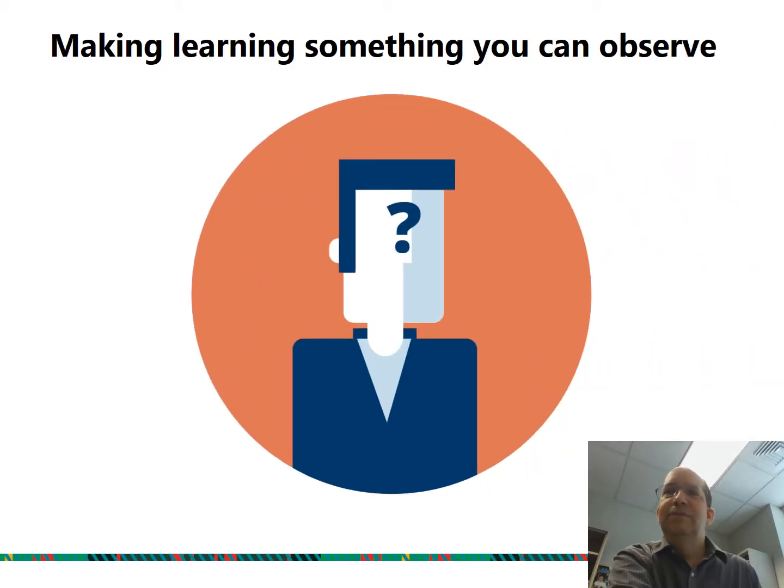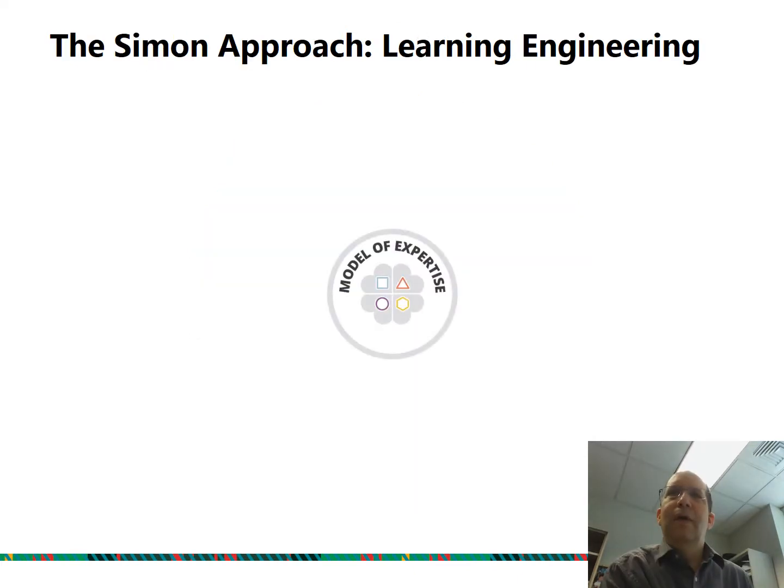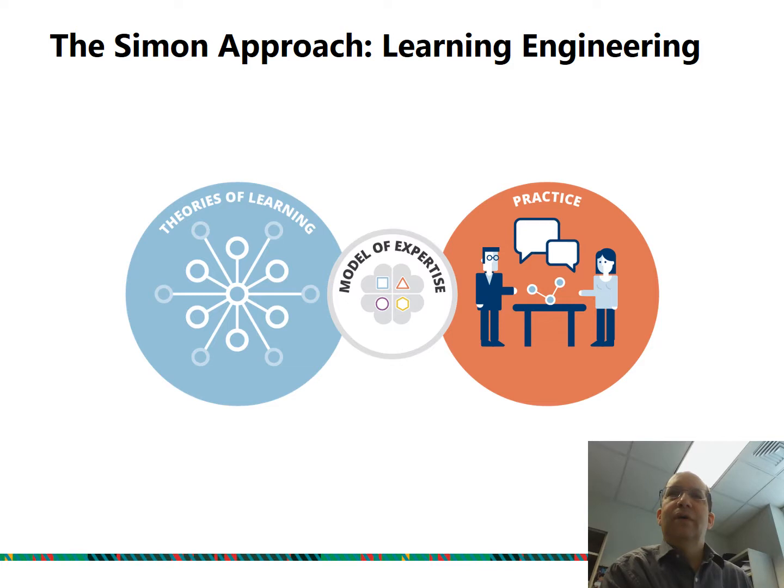Learning is not observable, but the outcomes are. So if we measure the student outcomes, we can identify learning. How do we do this? Our approach is based on evidence-based research. Theories of learning are coupled with instructional design.